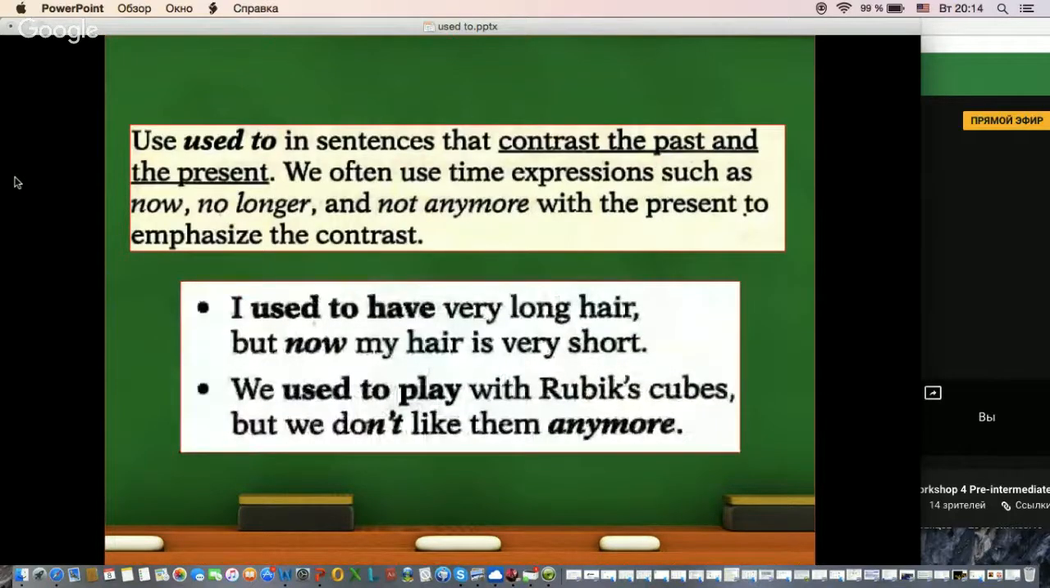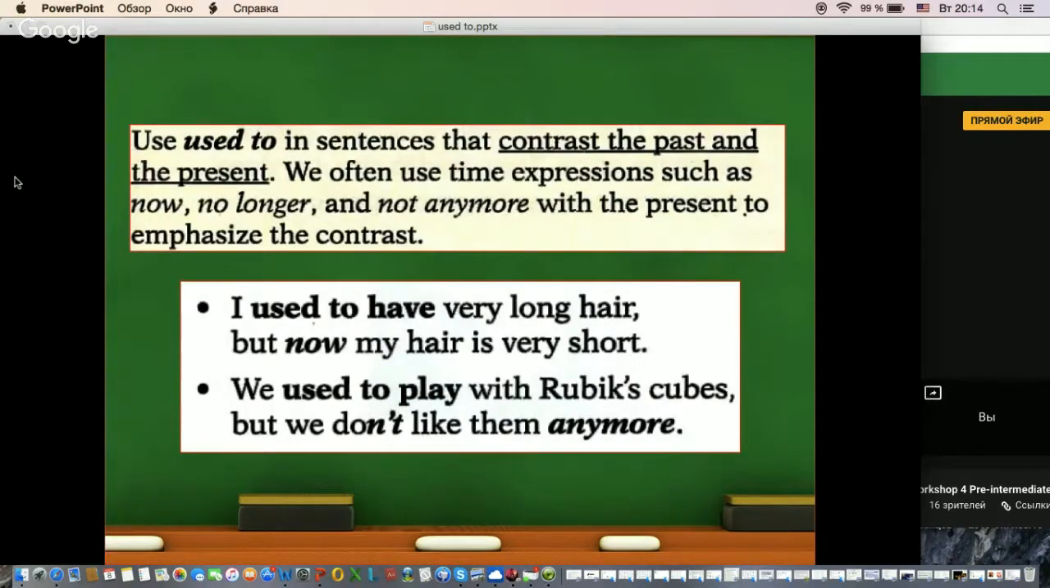So, for example, I used to have very long hair, but now my hair is very short. So what does it mean? That means that once, like many years ago, somebody used to wear long hair. То есть это было правдой. Но более этого нет в жизни человека, поэтому мы противопоставляем прошлое настоящему.